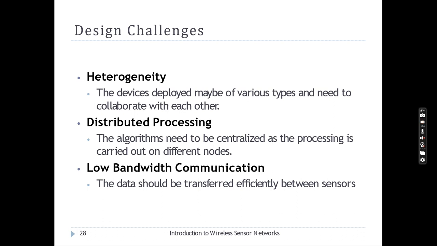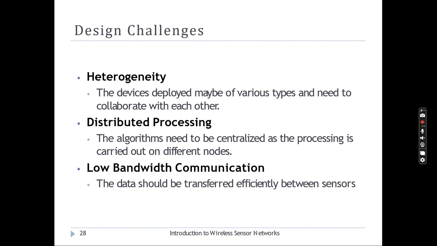Even though the distributed processing is carried out in the deployed sensor places, the data that is sent to the sink is at a centralized place. The centralized place is going to utilize the data in an effective manner, right? So in that place the algorithm is centralized, but in distributed processing, each and every sensor node has to do the processing.